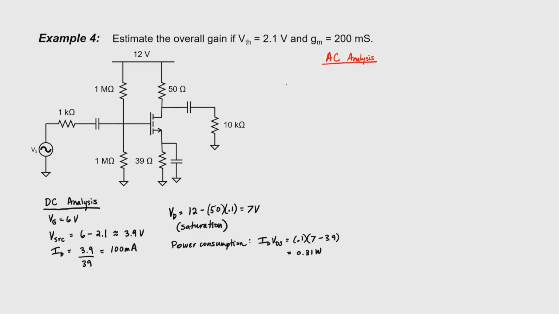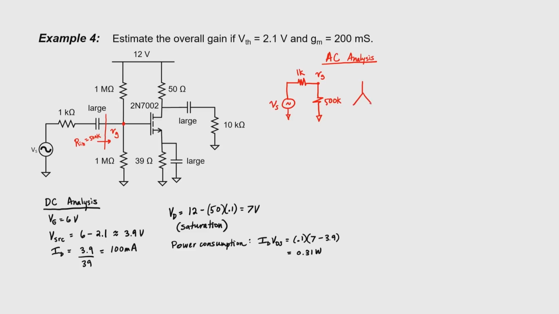Let's start off with our AC equivalent circuit. We have a signal and then a signal resistance of 1 kilo ohm. We then arrive at our gate. And let's assume that our capacitors are large. Our input impedance is just 1 mega ohm in parallel with 1 mega ohm, so we have 500 kilo ohms here. Let's put it in our AC equivalent circuit.